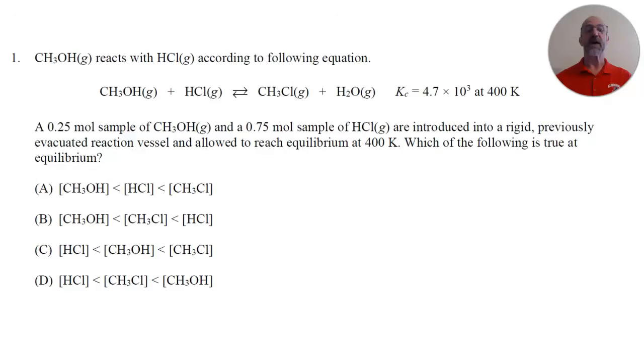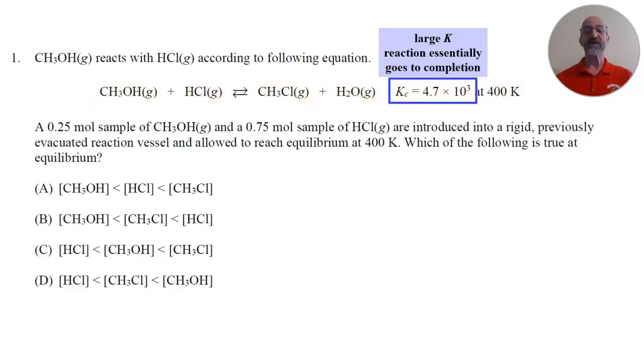Now let's move on to the practice for topic 7.5. This is question 1. In question 1, it says that CH3OH reacts with HCl according to the following equation. And you will notice that the equilibrium constant is listed as 4.7 times 10 to the third. And when you see a very large value of K, typically on the order of 1,000 or greater, it means that the reaction essentially goes to completion from left to right. So that's an important point to answer question 1.